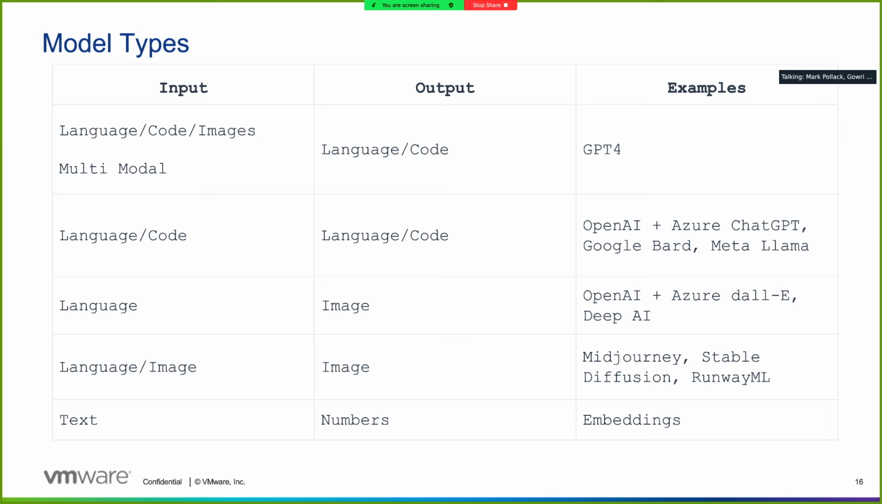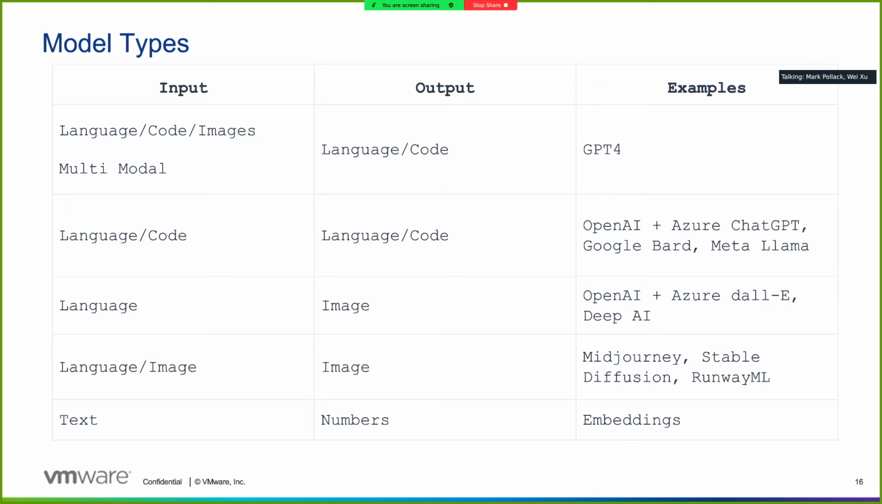The way the models work is they convert text into numbers, commonly known as embeddings. And this is really the data structure that the AI model works on. And when it comes back out, it converts these embeddings back into text.